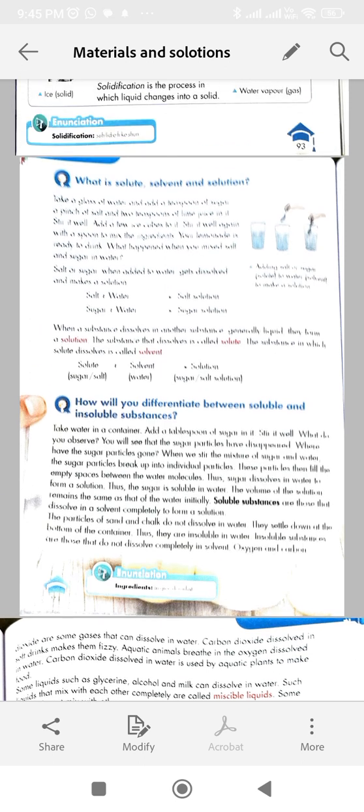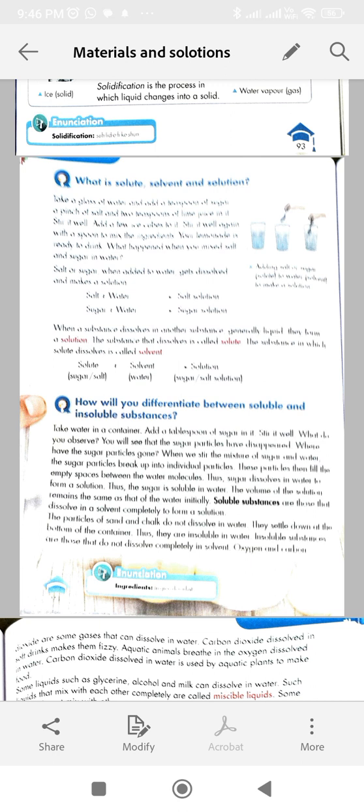What is solute, solvent, and solution? Take a glass of water and add a teaspoon of sugar, a pinch of salt, and 2 teaspoons of lime juice in it. Stir it well. Add a few ice cubes to it. Stir it well again with a spoon to mix the ingredients. Your lemonade is ready to drink. What happens when you mix salt and sugar in water?